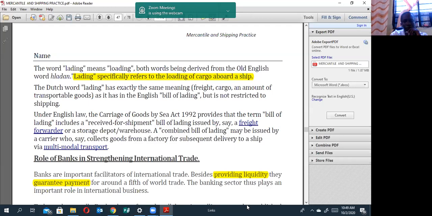the Carriage of Goods by Sea Act, that is 1992, provides that the term bill of lading includes received for shipment, BL issued by, say, a freight forwarder or a storage depot or warehouse. Then a combined BL may be issued by a carrier who, say, collects goods from a factory for subsequent delivery to a ship via a multimodal transport.